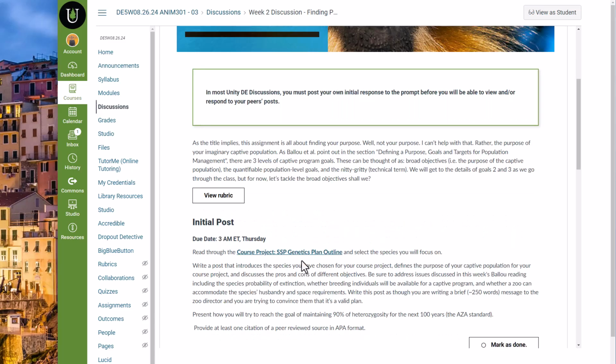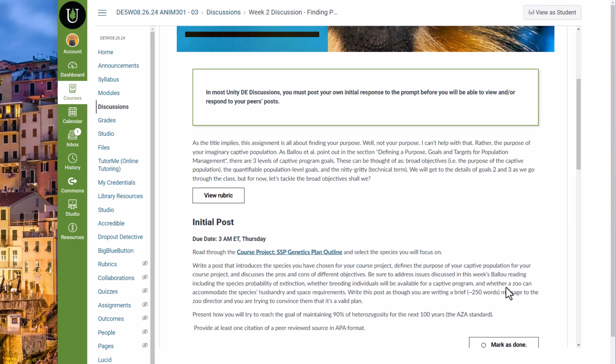It's also telling you to go back and read through the course project, because this is going to feed into that course project. You're going to select the species that you want to focus on. In your initial posts for this week, you're going to post an introduction of the species, and you're also going to describe the purpose for your captive population for this course project. You also want to discuss the pros and cons for some of the different objectives. Make sure that you address issues that are discussed in the Ballou reading.